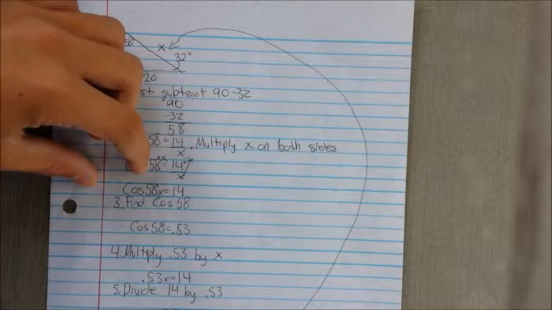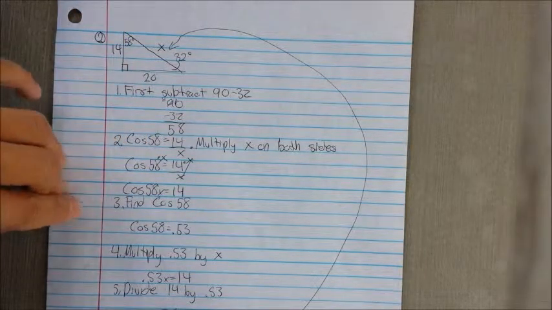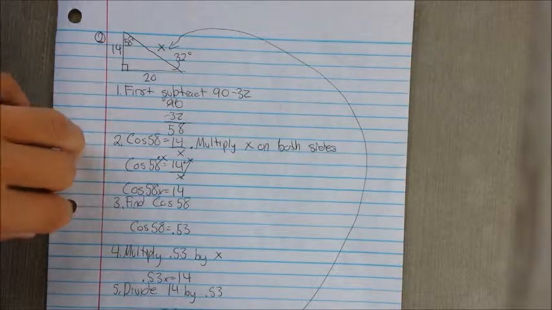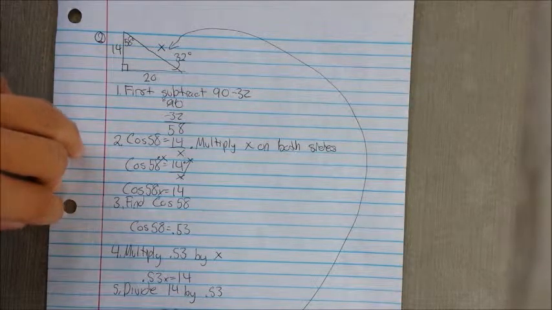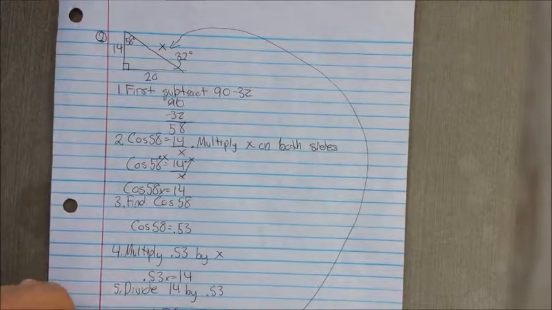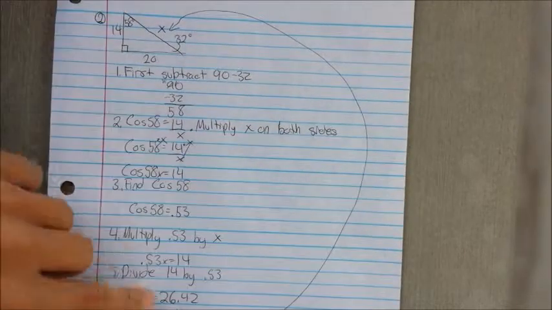And then you find the cosine of 58 on the trig chart and multiply it by x, so you get 0.53x equals 14, and then divide 14 by 0.53 and you get 26.42 right there.